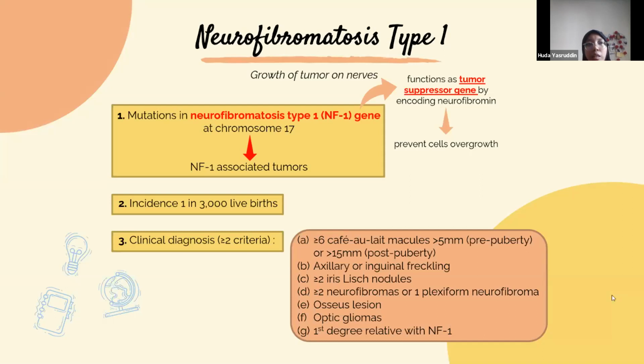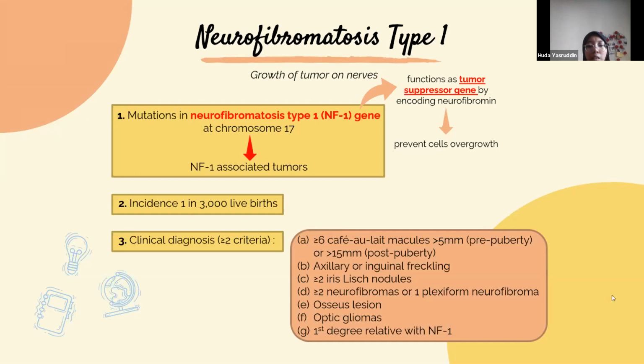And clinical diagnosis. Usually, when the doctor wants to diagnose a patient with neurofibromatosis type 1, there are several criteria, of which 2 or more must be positive in order to diagnose the patient with this disorder. I'll be explaining them in the next step, but I will mention them now. The first one is that there must be more than 6 café-au-lait macules that are more than 5 millimeters in a pre-pubertal child or more than 15 millimeters in a post-pubertal child.